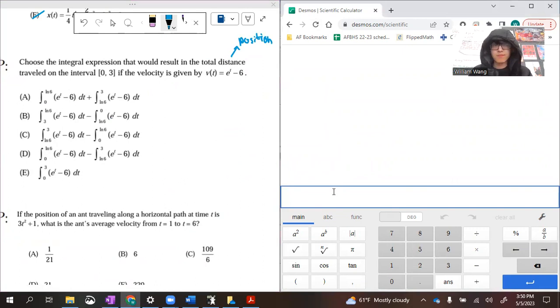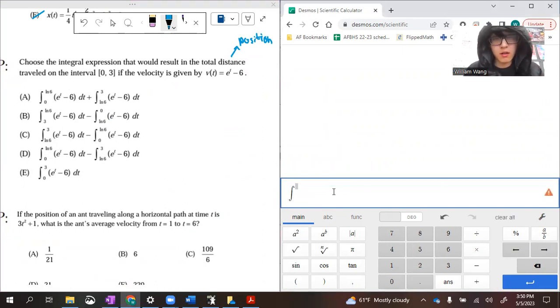But since it's related to position, I do know one thing. I need to integrate velocity, right? So I'm going to integrate velocity e^t minus 6 to get my position function. However, they say the total distance I travel from 0 to 3, that means I'm integrating specifically not to find my position function, but I'm plugging in numbers into my definite integral to solve for the total distance.